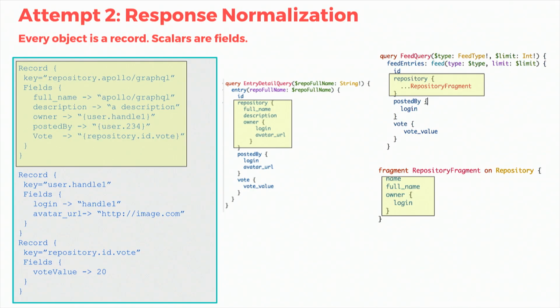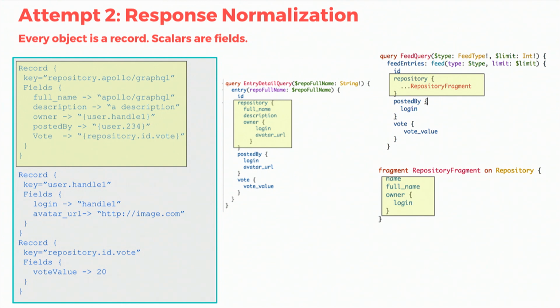So what can we do? Well, a really good answer is response normalization. I know we talked a little bit about this already today, but I'll go over real quick what that means. So the idea is that in a response, every object that you see is going to be a record. Every scalar value of an object is just going to be a field.